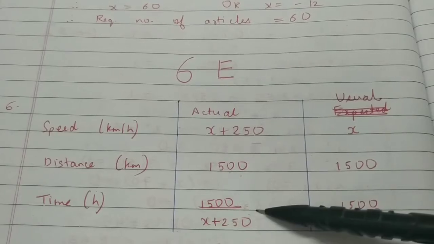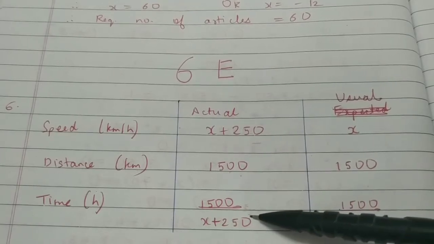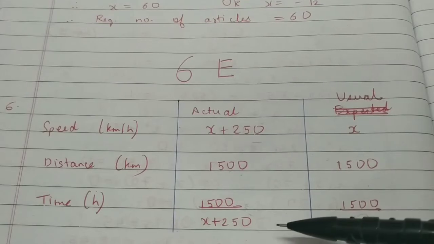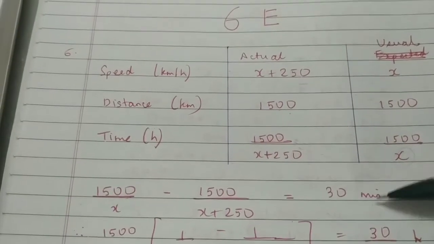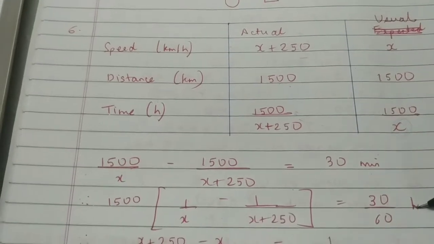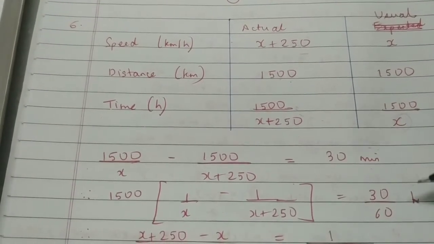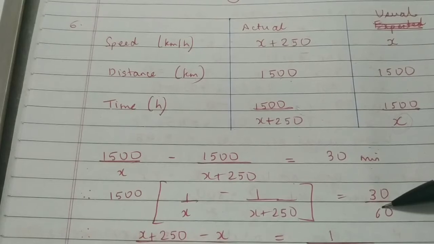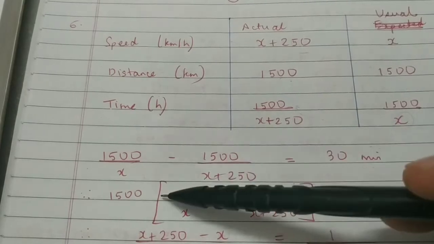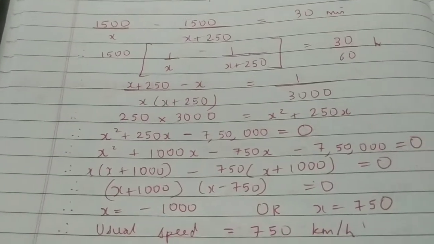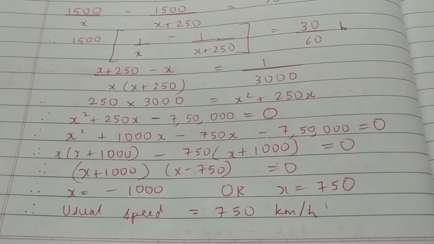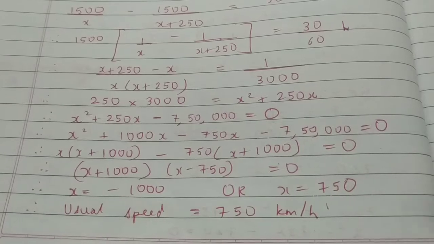Because it had less time, it left half an hour late, but it had to reach on time. So we would say that this minus this is half an hour. That's the equation. But half an hour will have to be converted into hours, minutes into hours. That's 1 upon 2. Take 1,500 out common, do the LCM, cross multiply, quadratic equation, and finally we get the answer. Usual speed is 750 kilometers per hour.